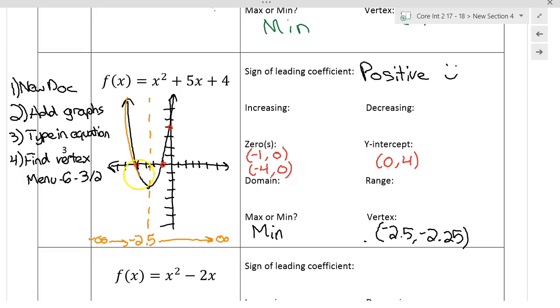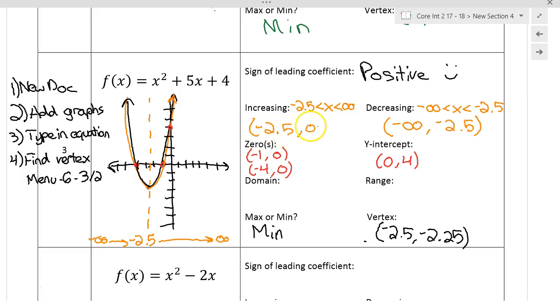So looking at the left side, I'm moving down. That's my decreasing side. So that's negative infinity less than x, which is less than negative 2.5. The other way to write it in interval notation is negative infinity to negative 2.5. The right side is going up, right? If I read left to right, I'm going up here. I'm starting at negative 2.5 is less than x, which is less than infinity. So that's negative 2.5 to infinity.